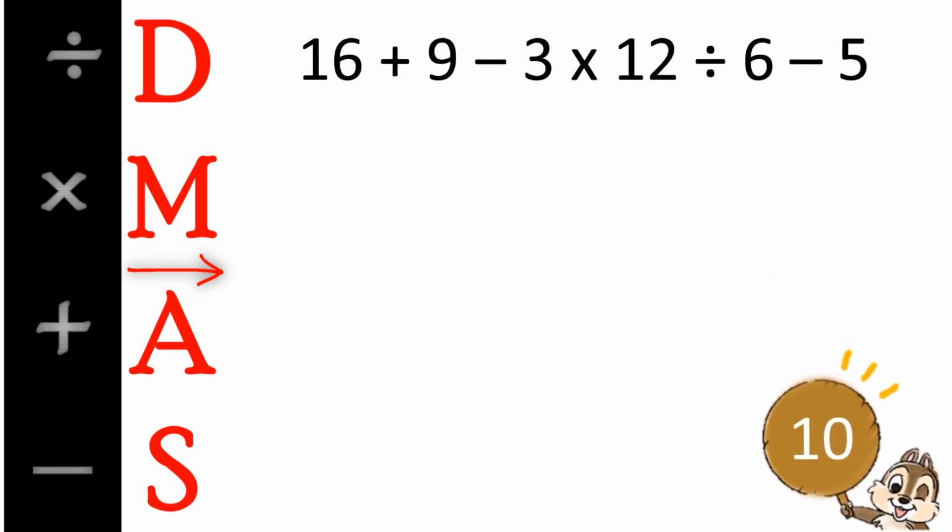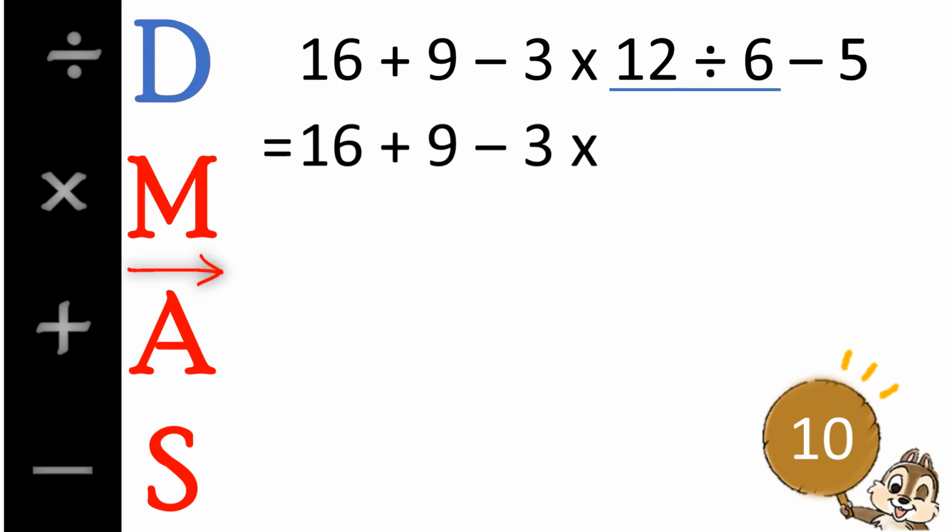Let us solve one more question. Question number 10. 16 plus 9 minus 3 multiply by 12 divide by 6 minus 5. According to DMAS, let's begin with division. Write 16 plus 9 minus 3 and multiplication sign as it is. And divide 12 by 6. We get 2. Then write minus 5 as it is. So we have 16 plus 9 minus 3 multiply by 2 minus 5.